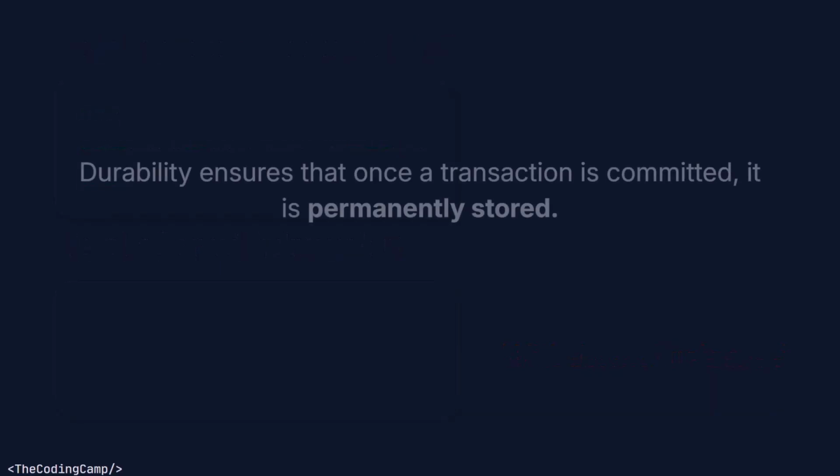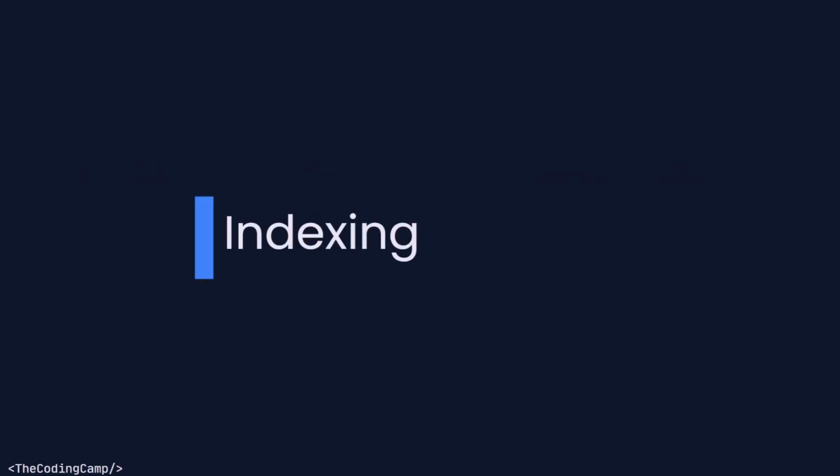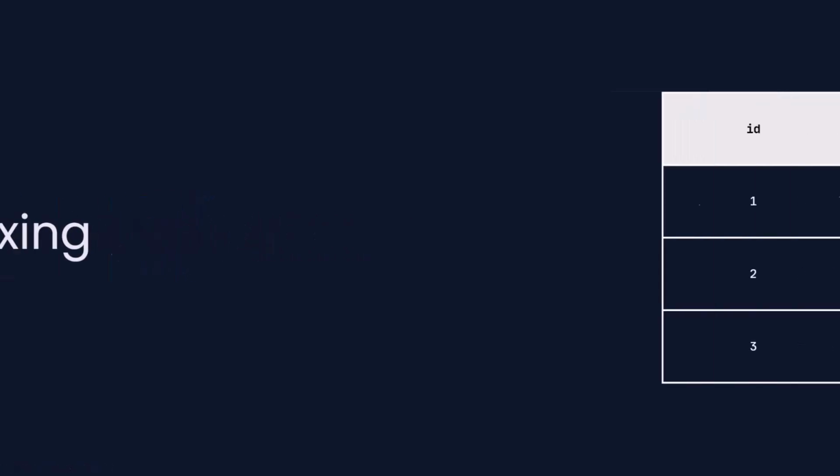Durability ensures that once a transaction is committed, it is permanently stored. Even if the system crashes or issues occur, the data remains safe when the system restarts. An index is a special data structure that helps the database find rows faster without scanning everything.